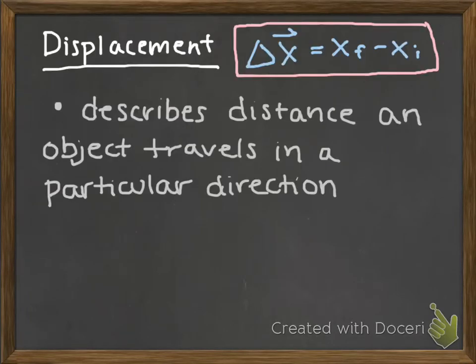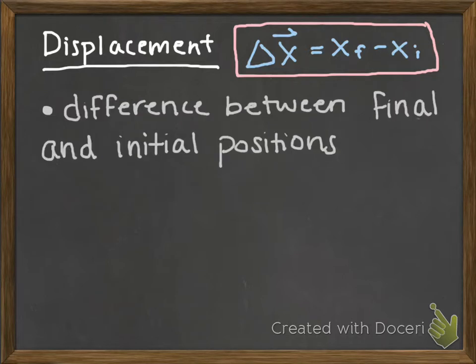This video is on displacement. Displacement describes the distance an object has traveled in a particular direction, and it is the total distance you have moved from your starting point. It can be found by finding the change in position, or the final position minus the initial position.